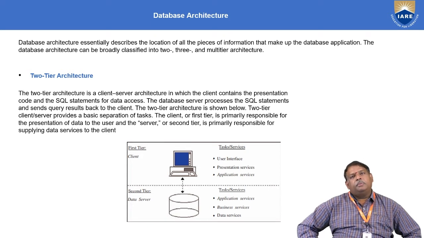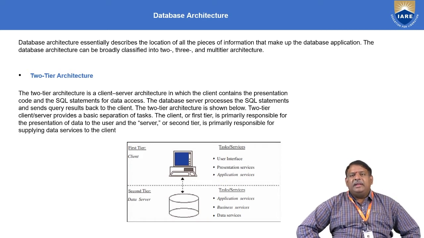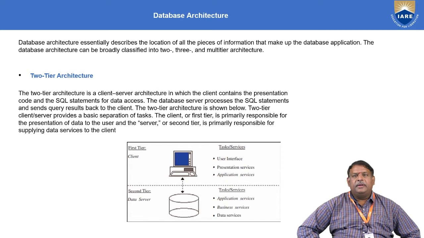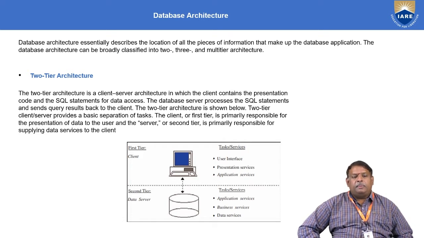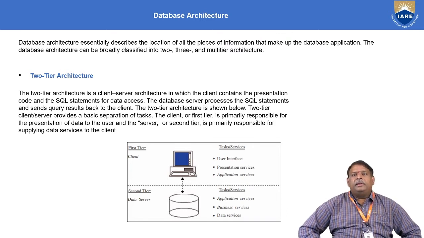Now let us see the first topic, that is 2-tier architecture. The 2-tier architecture is a client-server architecture in which the client contains the presentation code and the SQL statements for database access. The database server processes the SQL statements and sends query results back to the client. So, suppose your application asks for some information, it goes to the database server. The database server will process and give the data back to the client. The 2-tier architecture is shown below.